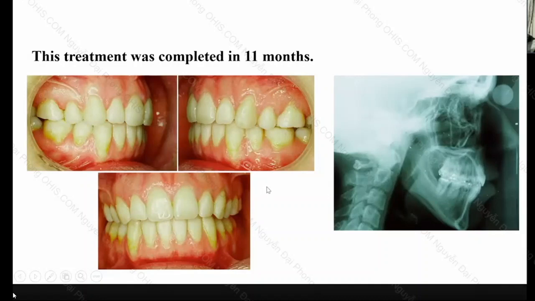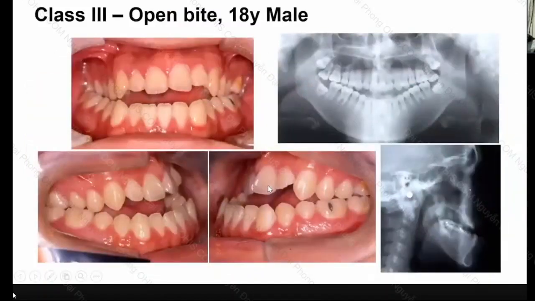So class 3 also same. This is the same. This 18 years old male patient, the class 3 anterior open bite, very severe. Actually, this is not my case. Some orthodontist in my city tried to treat for a long time, but it didn't work. So this is the situation of panoramic X-ray and cephalogram.